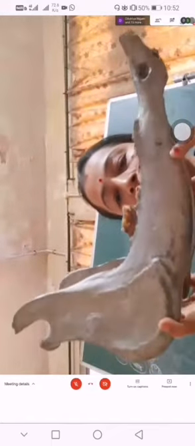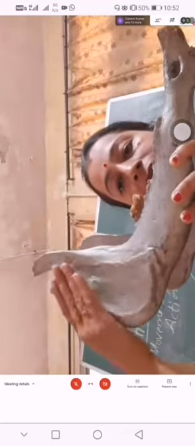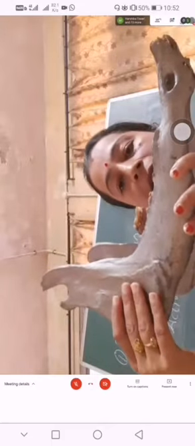Okay. So, I think the whole mandible is visible to you. Up to here it is body. From here to here it is body and this is the vertical part. This is called ramus.